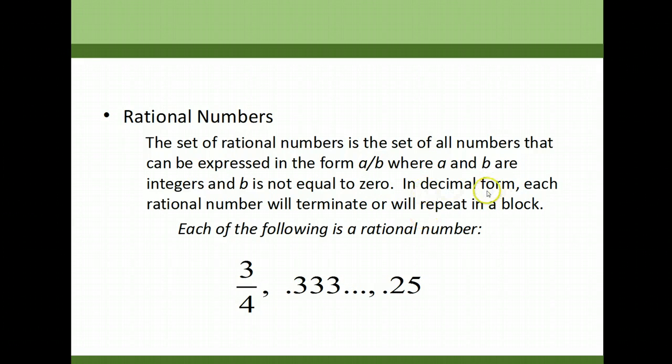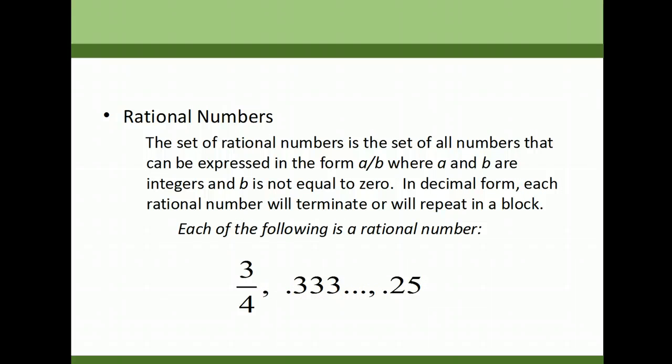In decimal form for these rational numbers, each rational number terminates. So for example, 0.25 represents a rational number. Its fraction equivalent is 1/4. Or it could also repeat in a block. What that means is you might have a repeating decimal like this. This actual decimal right here, 0.3 repeating, that is 1/3. Okay, each of these shown is a rational number.